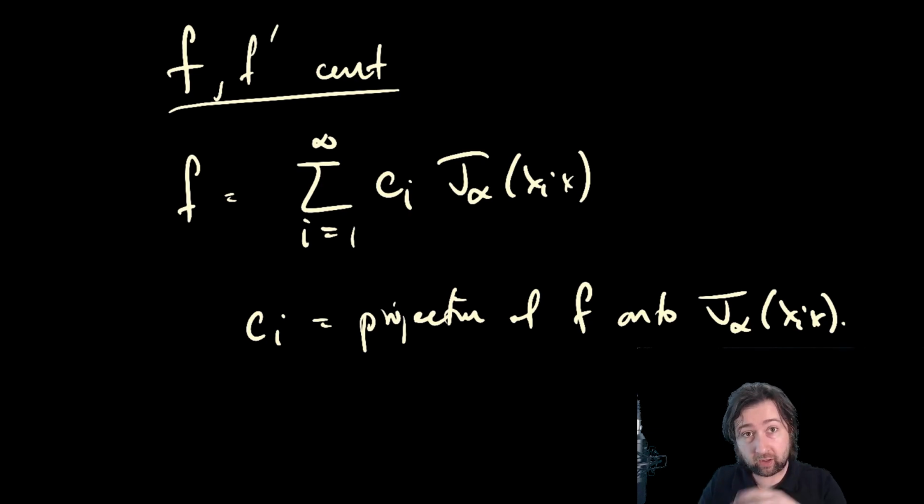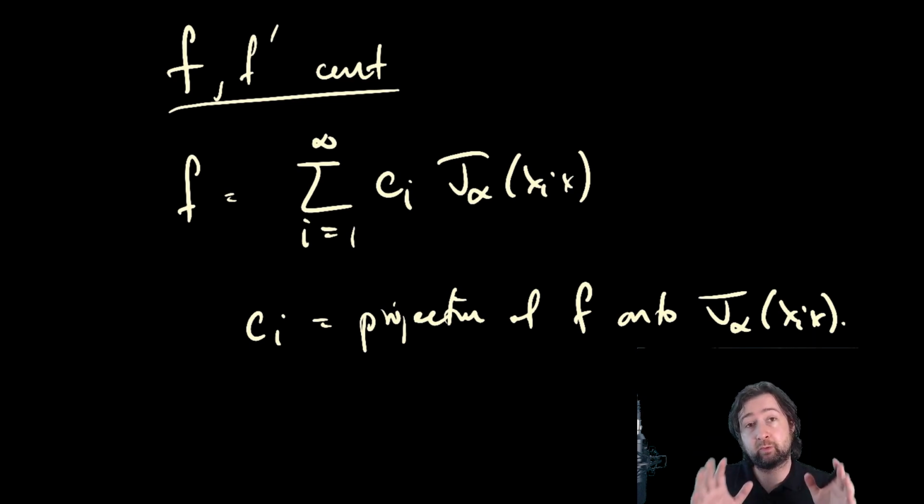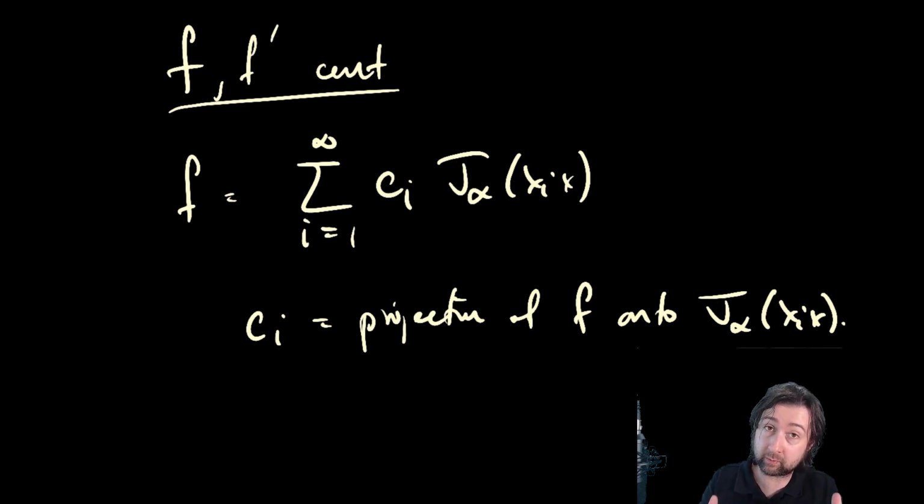So the idea of all of this is that in a fixed physical system, I want to be able to approximate functions. The Bessel functions provide us a set of vectors that we can use to do that.